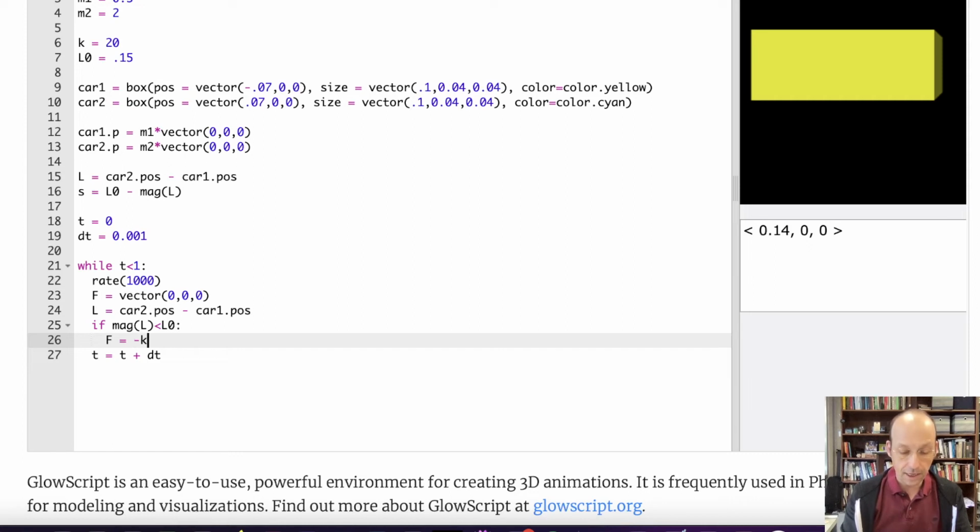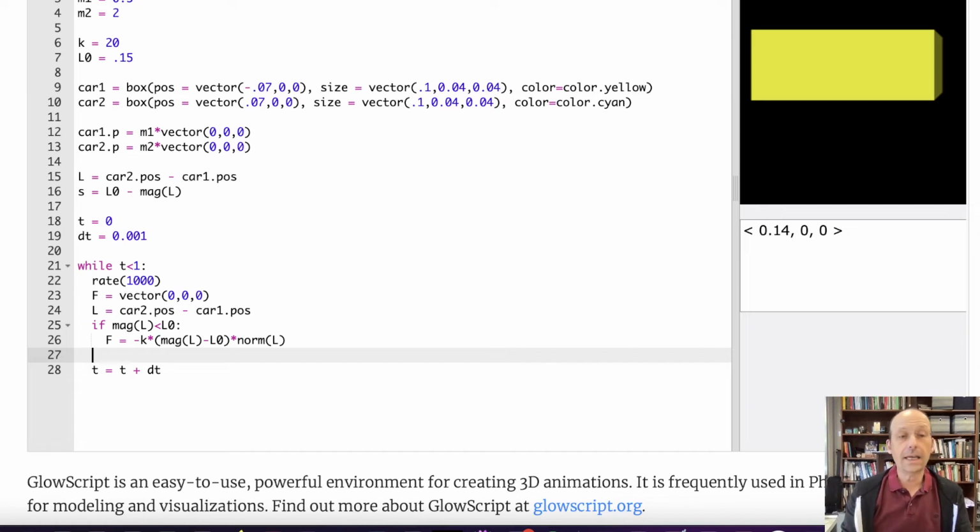F is going to be negative K times mag L minus L0 times norm L. So norm L is a unit vector in the direction of L. Okay, so if it's compressed more than L0, so the distance is less than L0, then there's a spring force. Otherwise, it's 0. And it's 0 because I set it to 0 at the beginning of the loop.